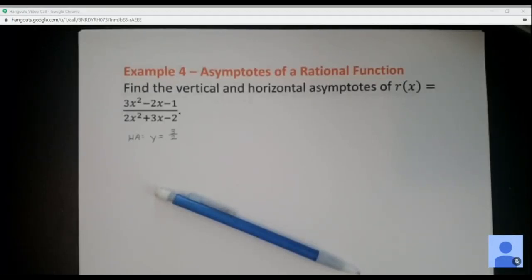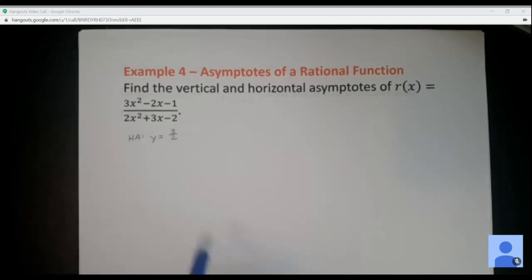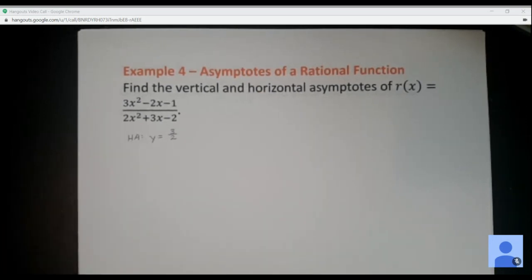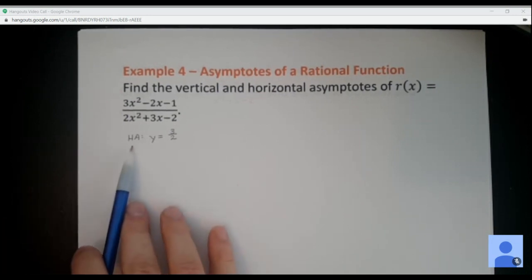So let's go ahead and move on then. All right, so let's go back to this example, and I know we kind of rushed at the end to try to get through at least the horizontal asymptote piece of this. So that's why I want to go back and look. So can somebody remind me, how did we find the horizontal asymptote for this function?